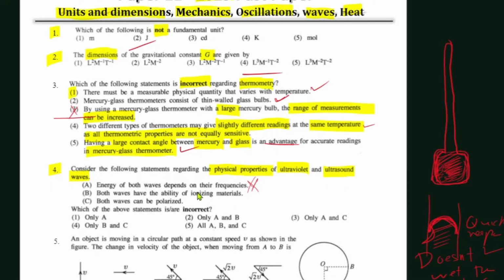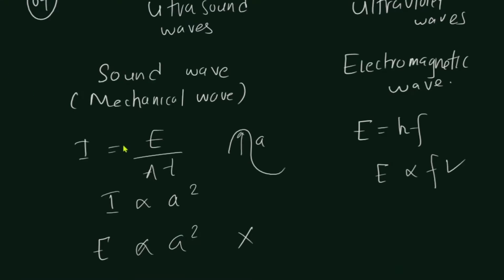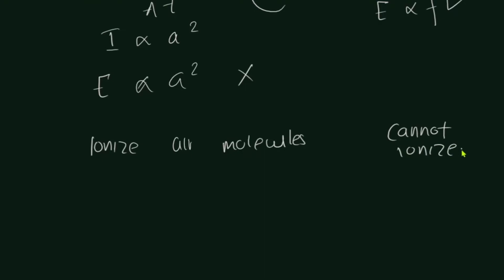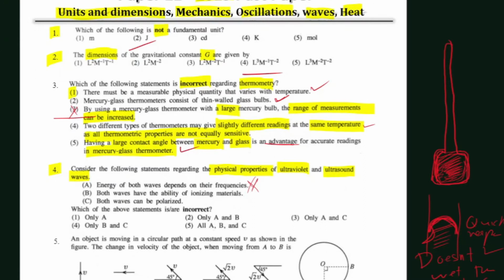Only for ultraviolet waves does the energy depend on the frequency. Next, both waves have the ability of ionizing materials, right? Actually, only the sound waves have the ability to ionize air molecules, right? Electromagnetic waves cannot ionize materials, right? So therefore, that statement is also incorrect.